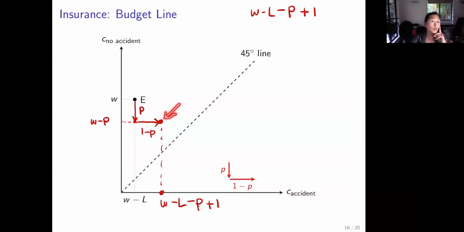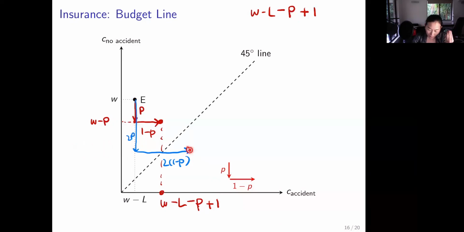What about you purchase 2 units of insurance? You purchase 2 units of insurance, then that means that this one is going to decrease by 2P, right? And then this is going to be increased by 2 times 1 minus P, right? Because if you buy 2 units of insurance, you have to pay 2 times P. But in the case of payout, you will be paid 2 because you buy 2 units. And if you do not have an accident, but you buy 2 units of insurance, then you end up with the bill less 2P, right? Because you pay for 2 units of insurance.